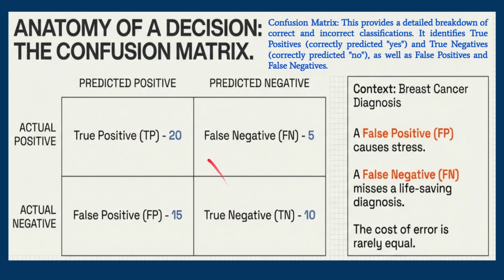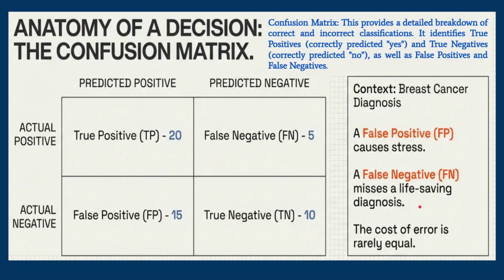This is the case. And here the example of a breast cancer diagnosis is given. In the case of breast cancer, a false positive causes stress, because a person having no disease is told it is confirmed, that is, it causes stress. Okay, and a false negative misses a life-saving diagnosis. A person may have breast cancer but it is considered negative, so the case is missed. That means the person is not found to have cancer, so they won't be treated, so it will cost a life. Okay, so the cost of error is rarely equal, because every error has its own consequences.